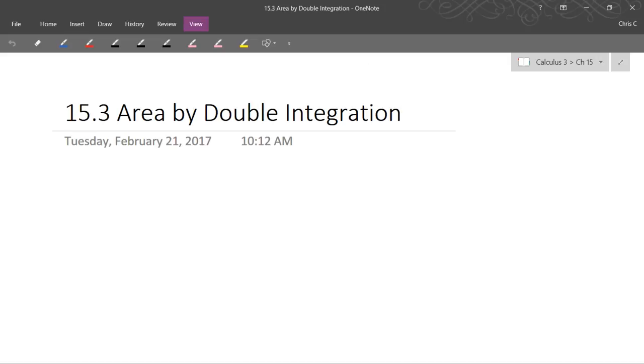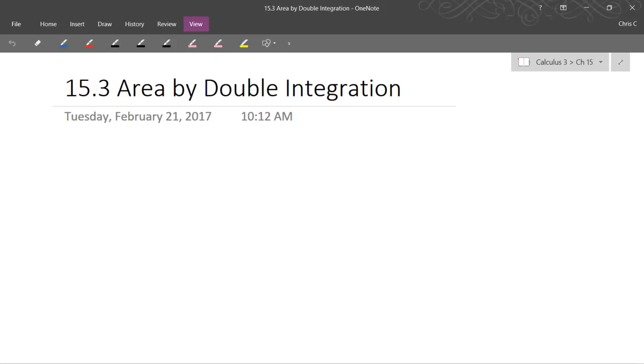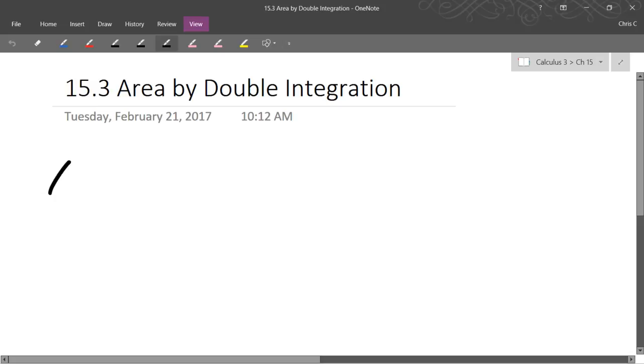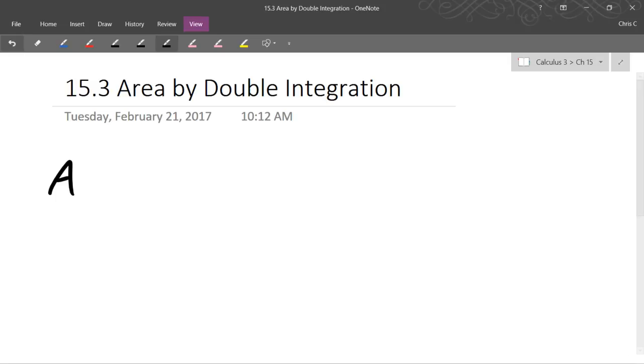So we just did volume by double integration. So we're going to look at area by double integration. That's weird. We did area by single integration before. So how are we going to use double integration to find area? So we're going to find the area of a region.